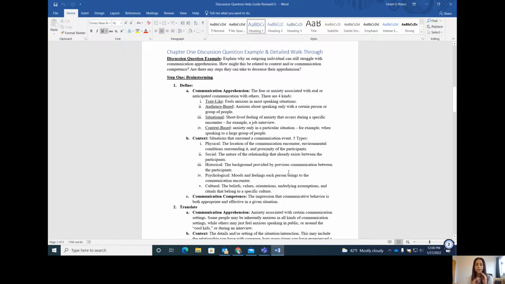Basically, if I was doing this, the first thing I would do is read through that question. I would highlight all the terms. I would underline or bold anything important. I'm not going to go through all of it, but I'm just going to show you how I would do this section.